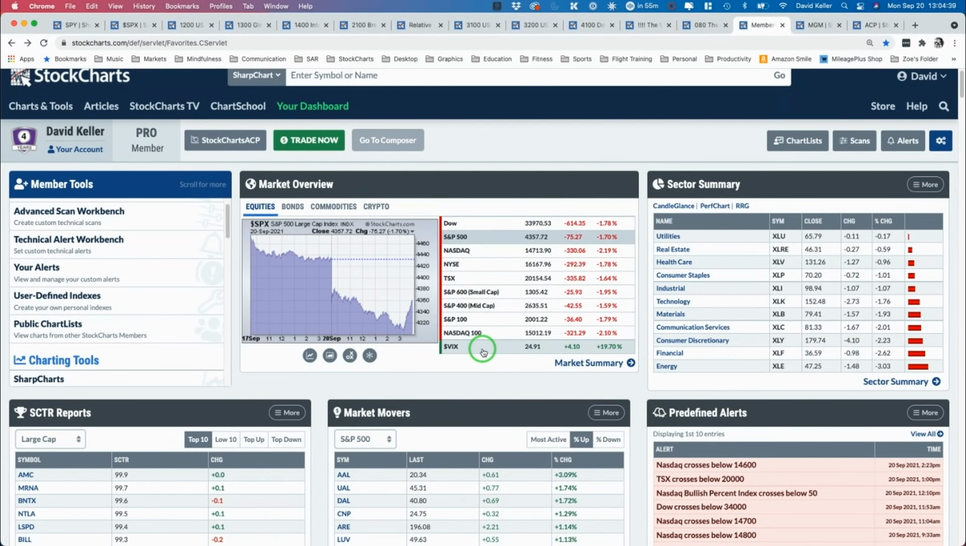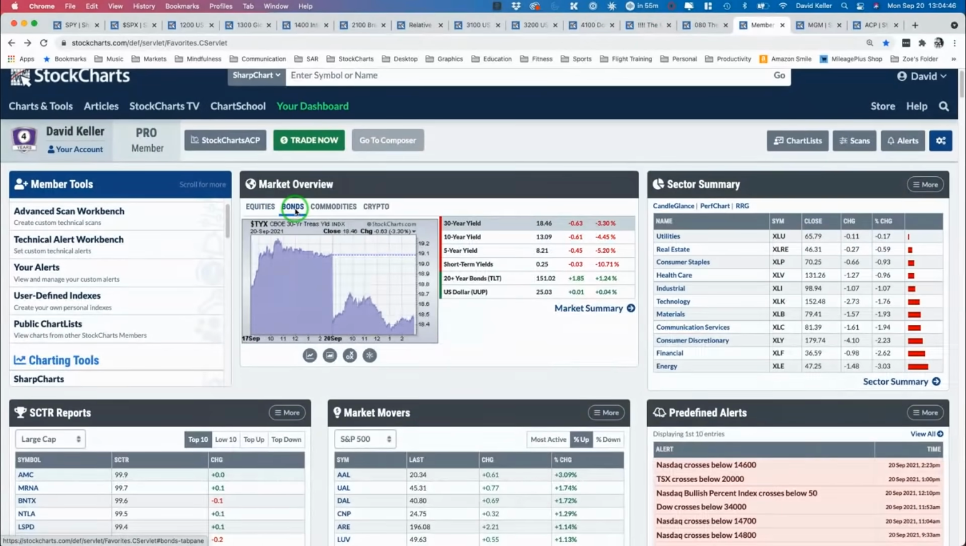The VIX has spiked much higher, to 25. We'll try to get to that, if I can remember to do so, momentarily after we go through some of the other asset classes.